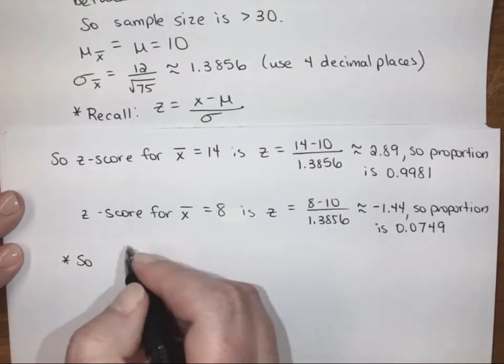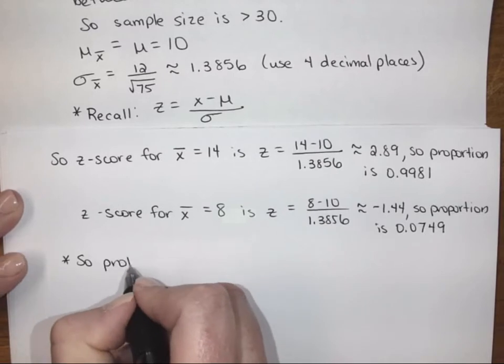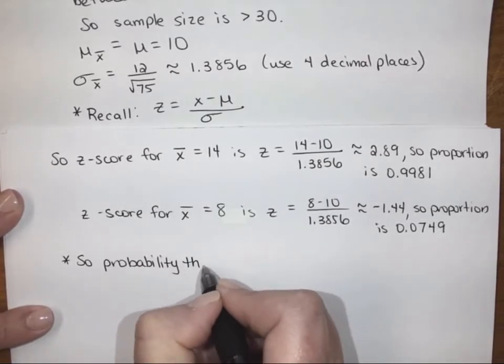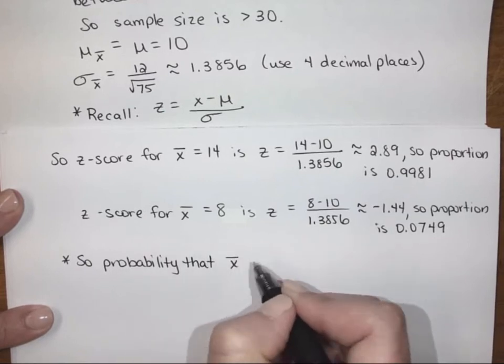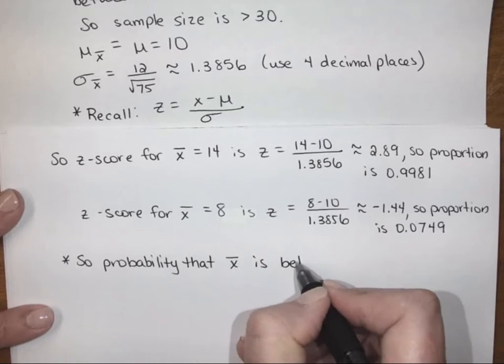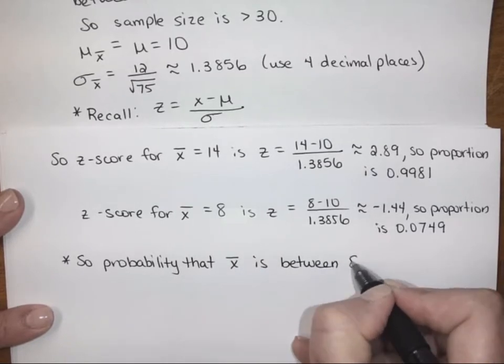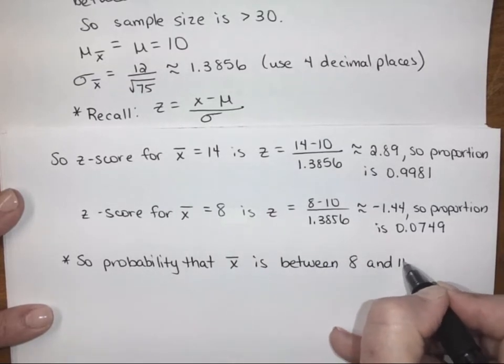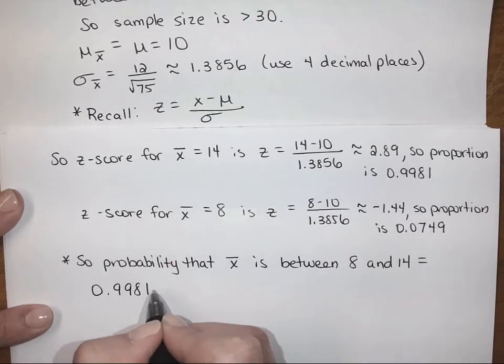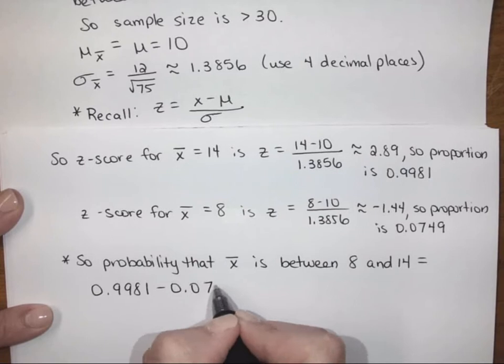So let's answer the final question. So the probability then that the mean we come up with, if we take the 75 values, is going to be between 8 and 14, is going to be these two probabilities subtracted from each other.